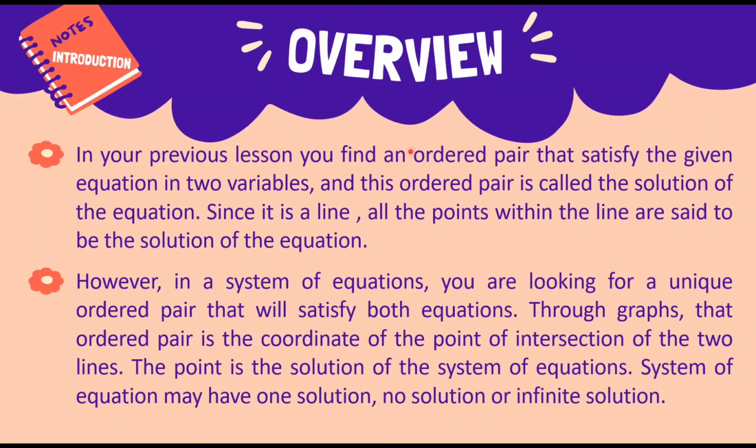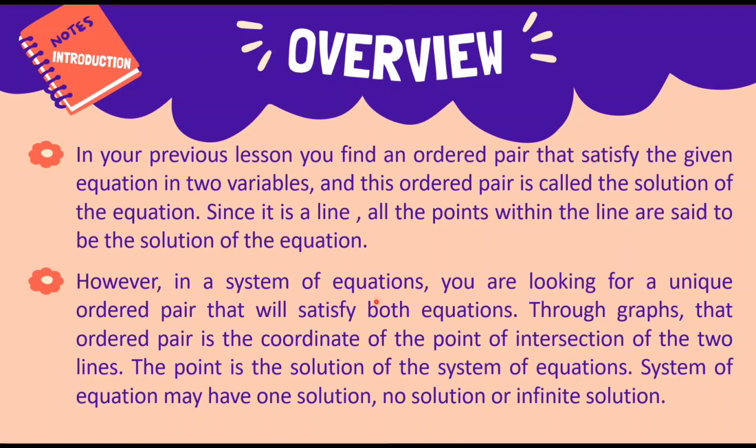In your previous lesson, you find an ordered pair that satisfies the given equation in two variables. And this ordered pair is what we call the solution of the equation. So since it is a line, all the points within the line are said to be the solution of the equation. So that is right. All the points within the line can be categorized as the solution of the equation. So meaning to say, kapag tayo ay nag-graph, lahat ng madaanan nung ating line or equation of the line that can be categorized as the solution of that equation.